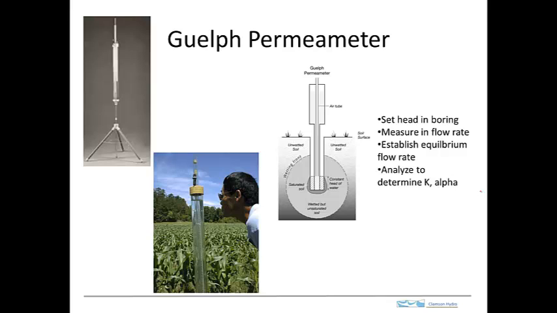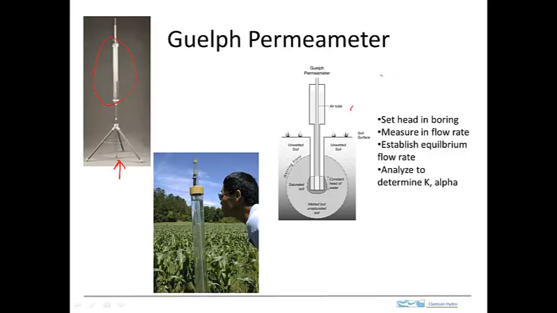So here's the Guelph permeameter. It's used to measure the saturated hydraulic conductivity at the bottom of a hole in the unsaturated zone. So we start off with a borehole, and then we put this device down to the bottom of it. You can see it's quite a long device, and right there, that's the bottom. It goes down to the bottom of the borehole, and this wide body here is above ground. That stores water, and that's where we make the readings.